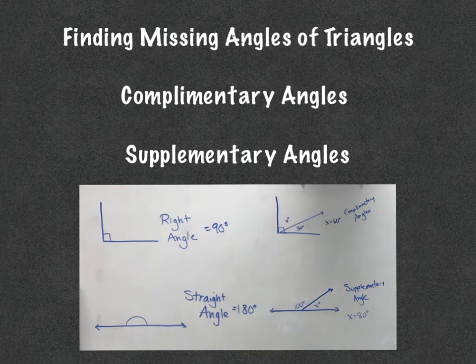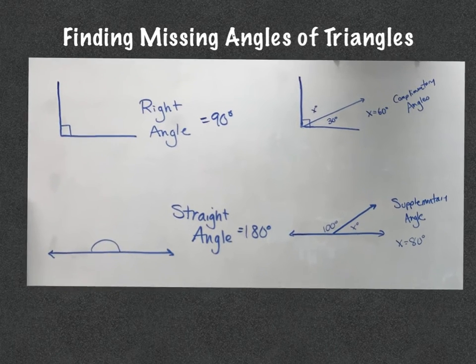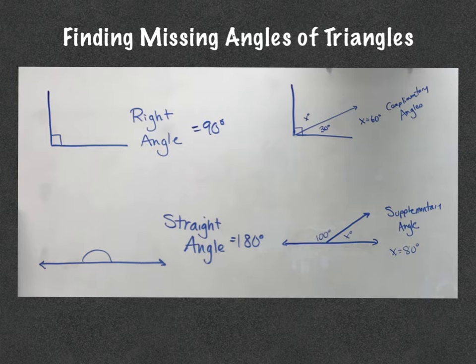Okay, today we're going to talk about finding missing angles of triangles. So, two definitions we need to talk about first are complementary angles and supplementary angles. In order to talk about these terms, we are going to need to talk about right angles and straight angles. So, a right angle equals 90 degrees and a straight angle equals 180 degrees.